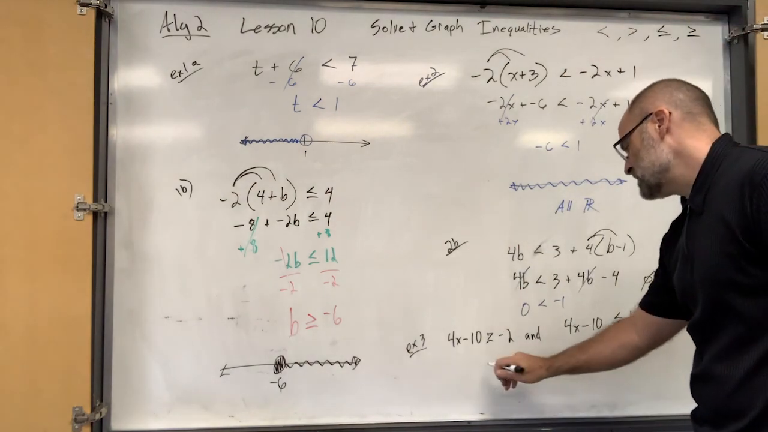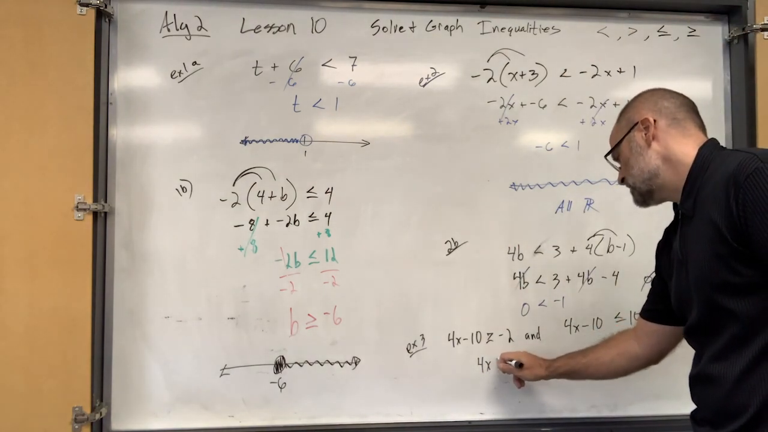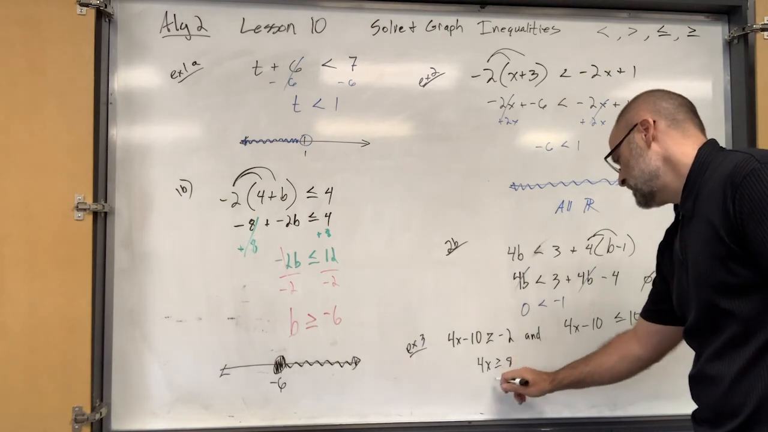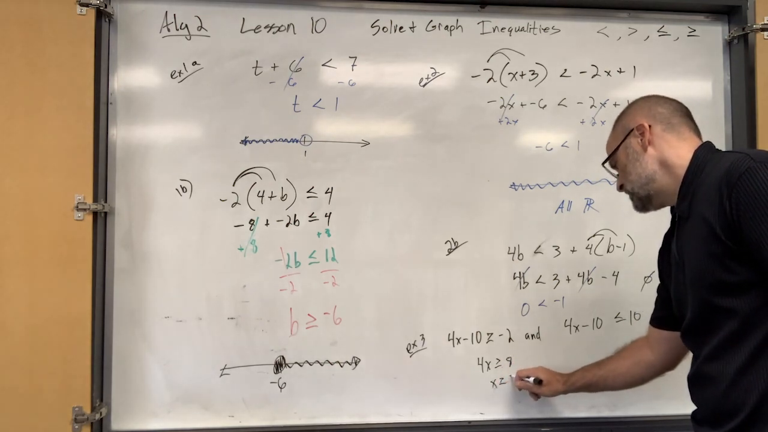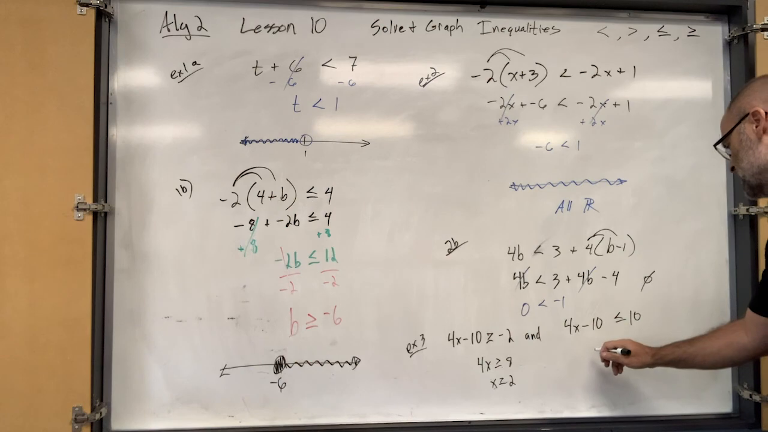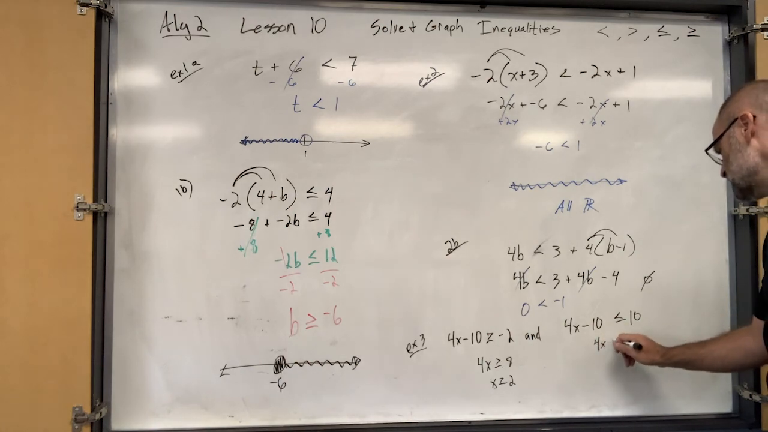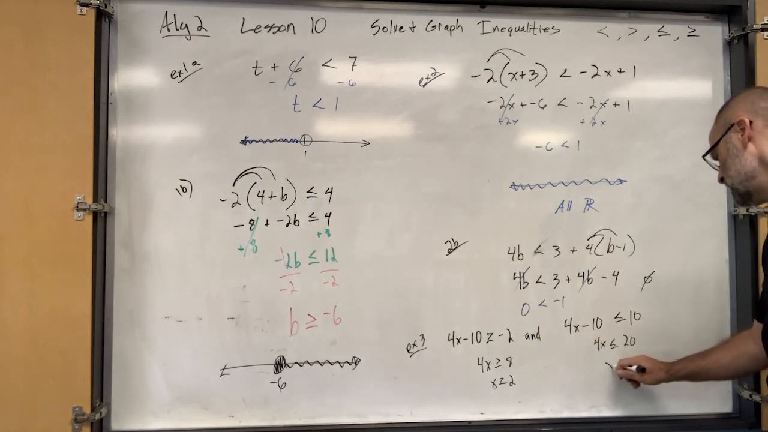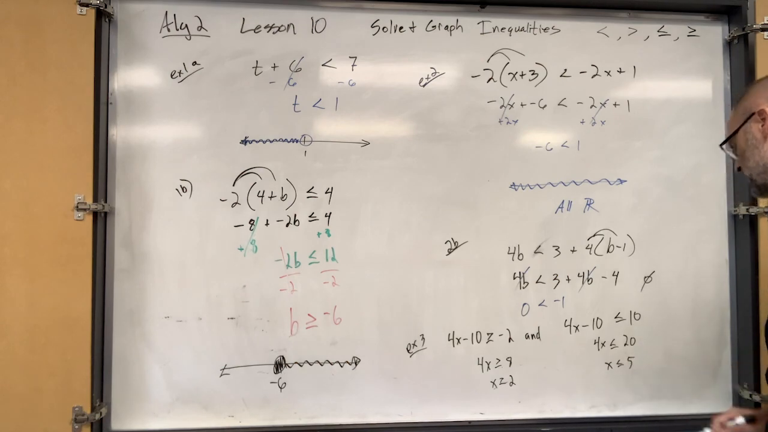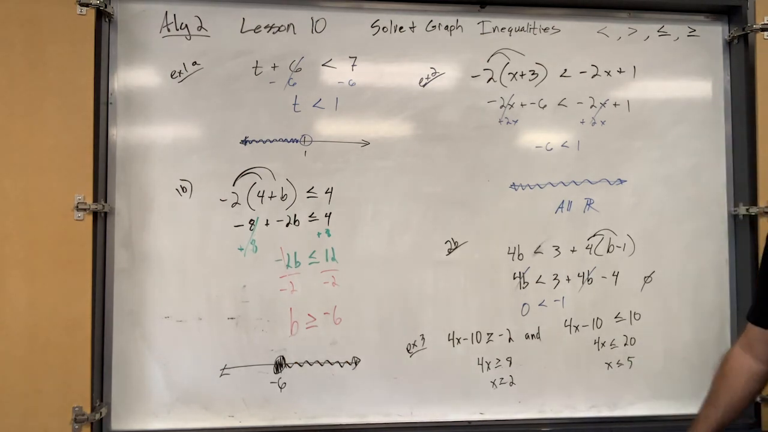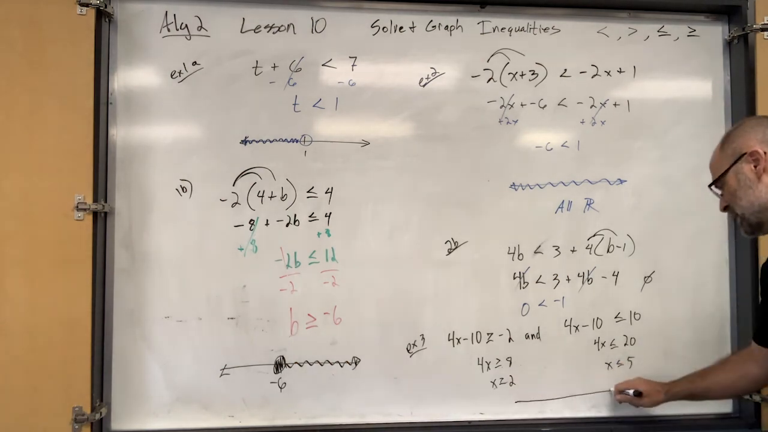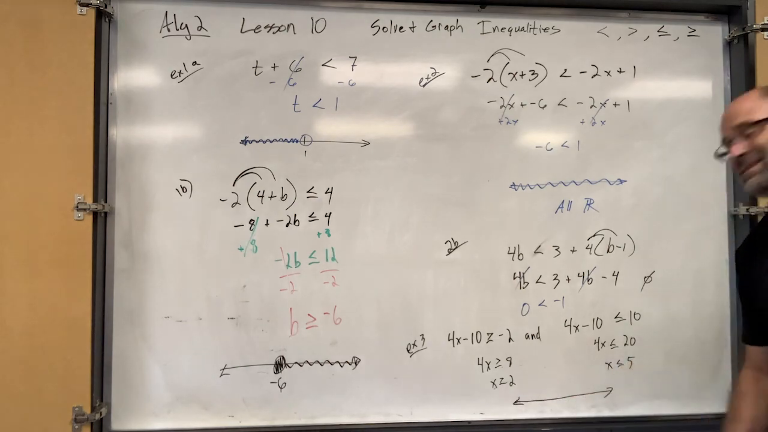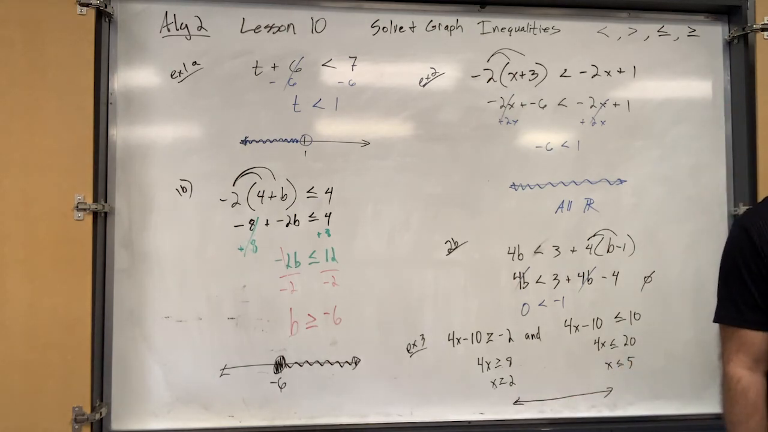So if I solve this, I get 4x is greater than or equal to 8. X is greater than or equal to 2. If I solve this, I get 4x is less than or equal to 20. X is less than or equal to 5. So basically, I've got this situation: x is greater than or equal to 2, and it's less than or equal to 5. How do I graph that?